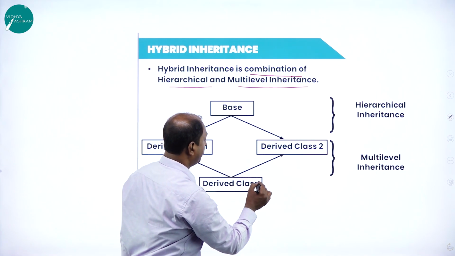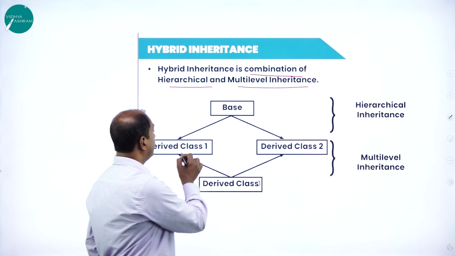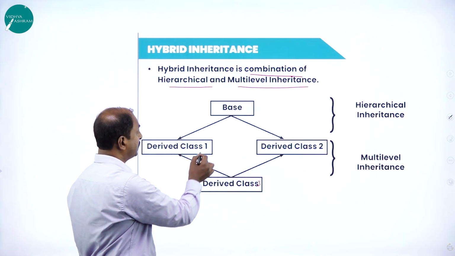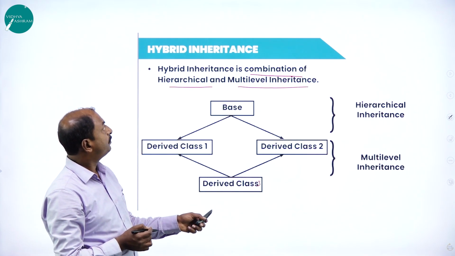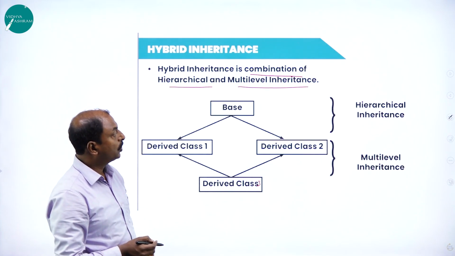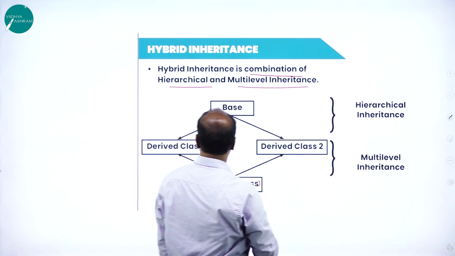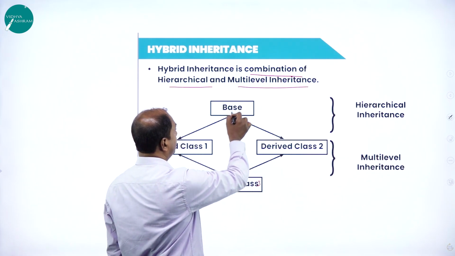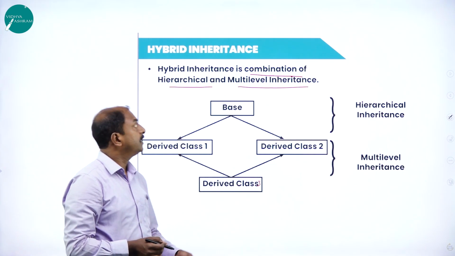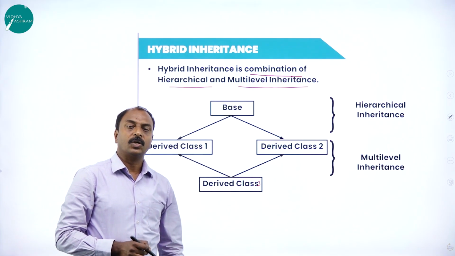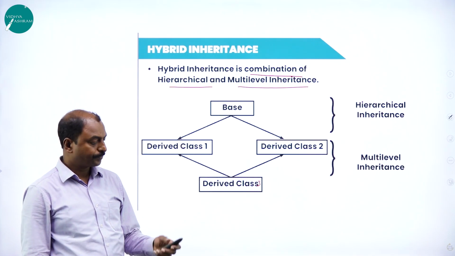You can take it as derived class 3. This derived class 3 is derived from these two classes, that is derived class 1 as well as derived class 2. So this is an example of hybrid inheritance. If you look at the example here, this is multi-level inheritance, this is hierarchical inheritance. So by looking at the diagram, we can understand hybrid inheritance. It is a combination of hierarchical as well as multi-level inheritance.